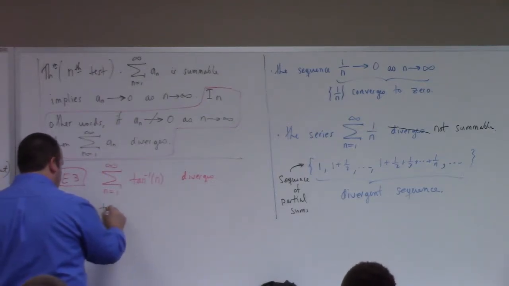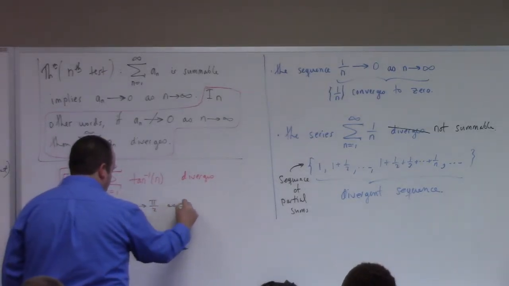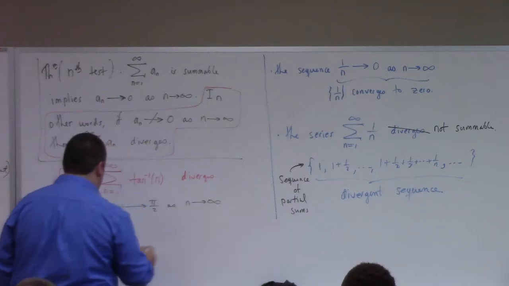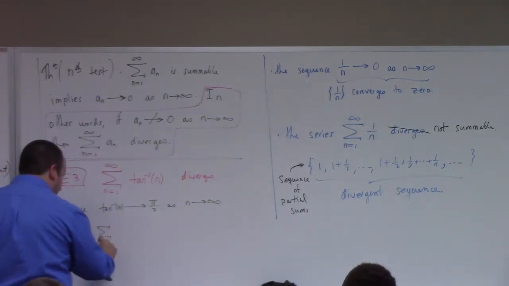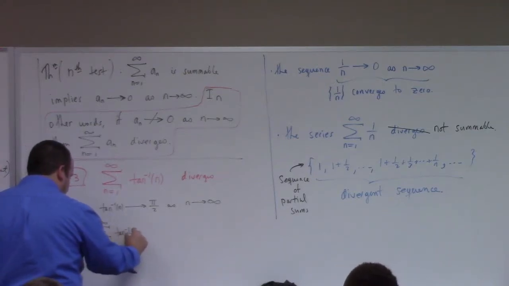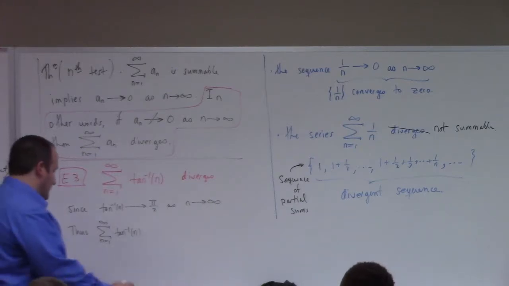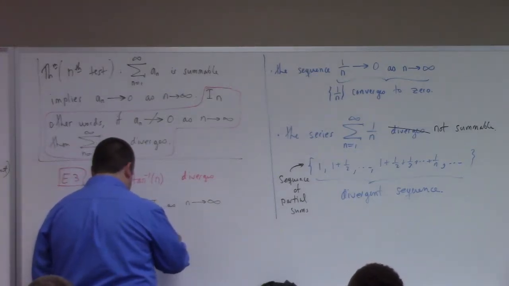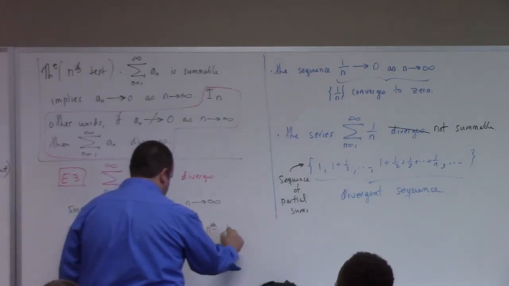Since inverse tangent of n goes to pi over 2 as n goes to infinity, thus this series, the sum from n equals 1 to infinity of inverse tangent of n, diverges by the nth term test.